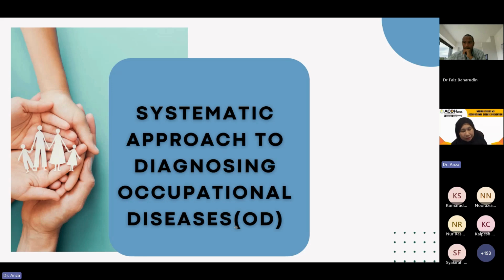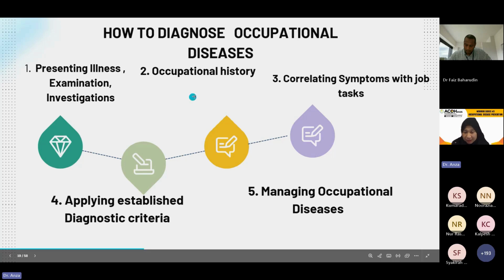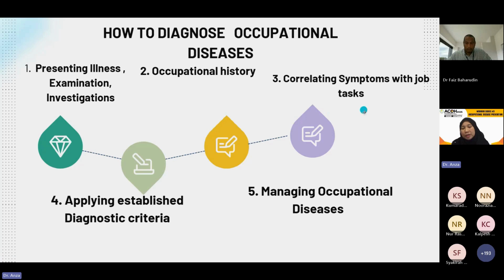I explained about the differences between occupational diseases and work-related diseases. Now, let's look at how we're going to diagnose an occupational disease systematically. Number one, because this is medicine, we look at the presented illness, and we need to do examination and investigations. It's all the same. Secondly, we take the occupational history. And thirdly, we need to correlate symptoms with the job task.